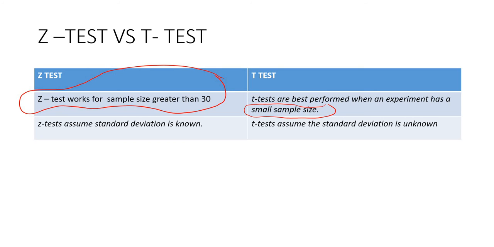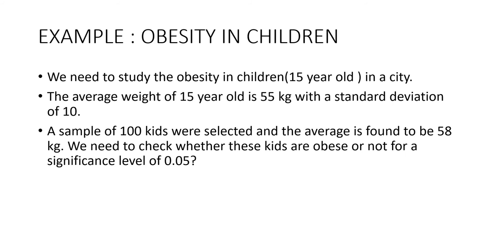Z-test assumes the standard deviation is known. Then only you can go for z-test. T-test assumes that the standard deviation sigma is not known, is unknown. Fine. Let's discuss an example, then you will get more clarity on this z-test.